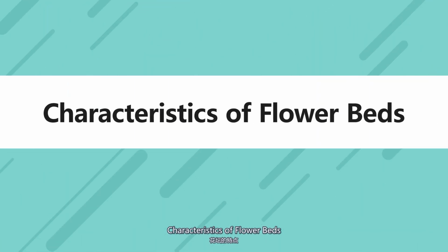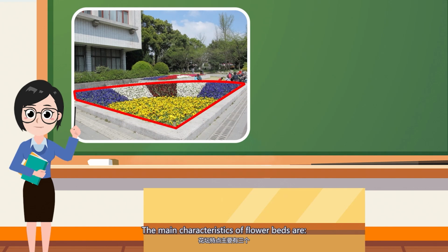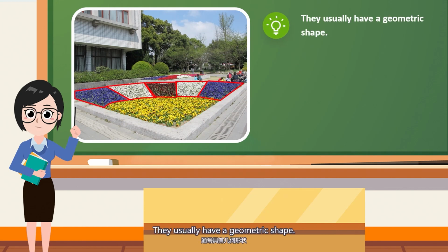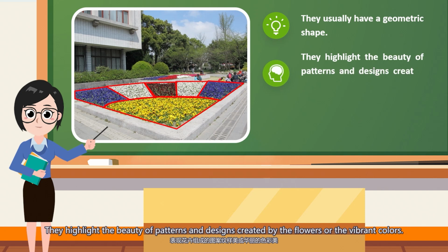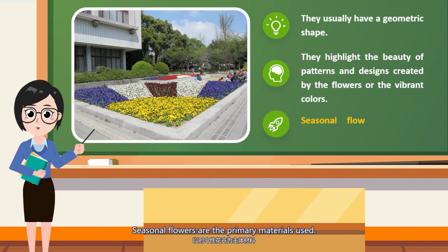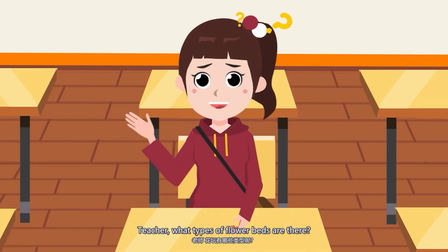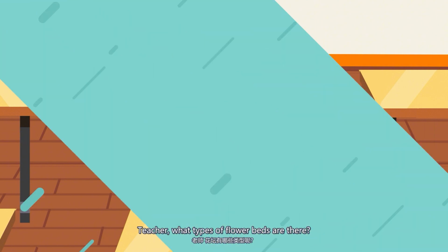Characteristics of flower beds. The main characteristics of flower beds are: they usually have a geometric shape. They highlight the beauty of patterns and designs created by the flowers, or the vibrant colors. Seasonal flowers are the primary materials used. Teacher, what types of flower beds are there?